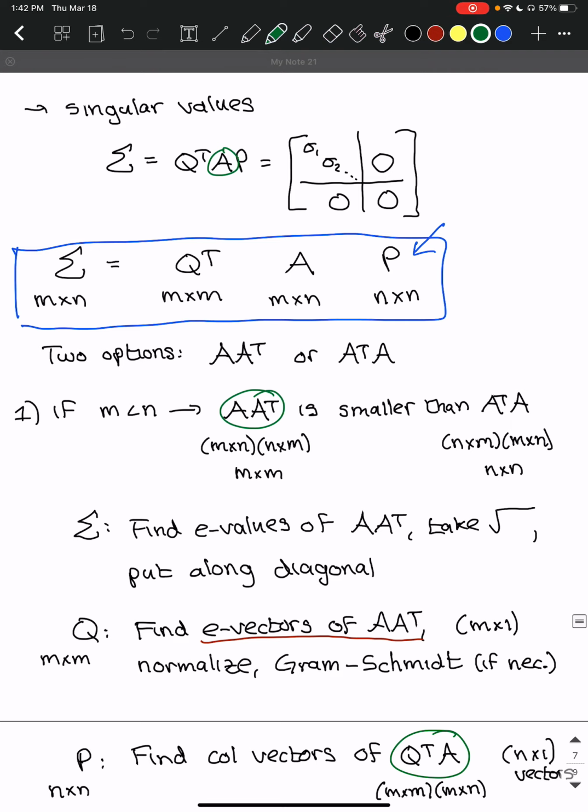Okay, so I hope this was helpful to outline the process a bit more. We don't have time to do an example, but there are plenty in the notes.